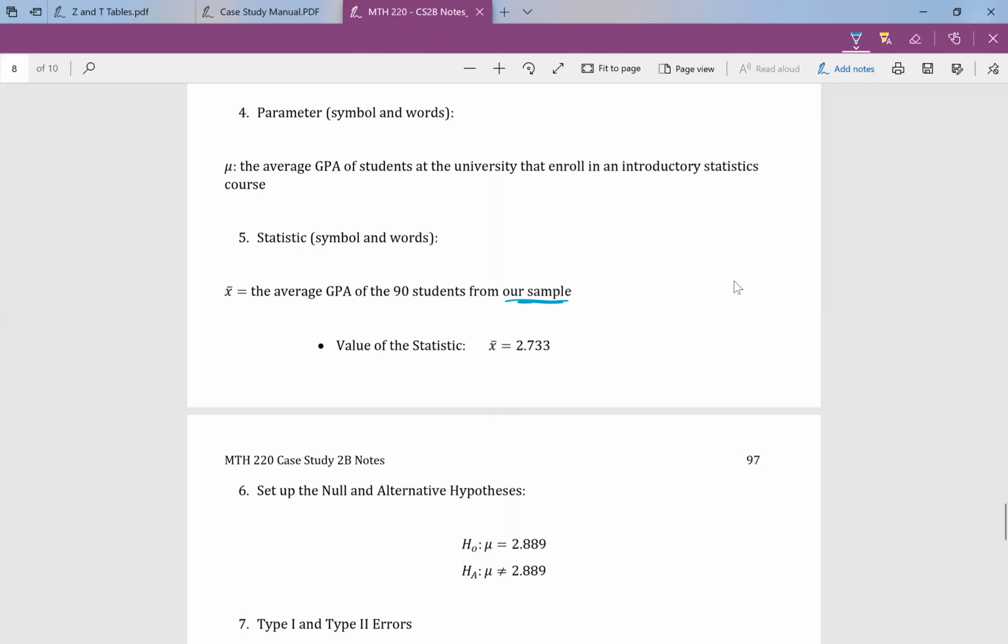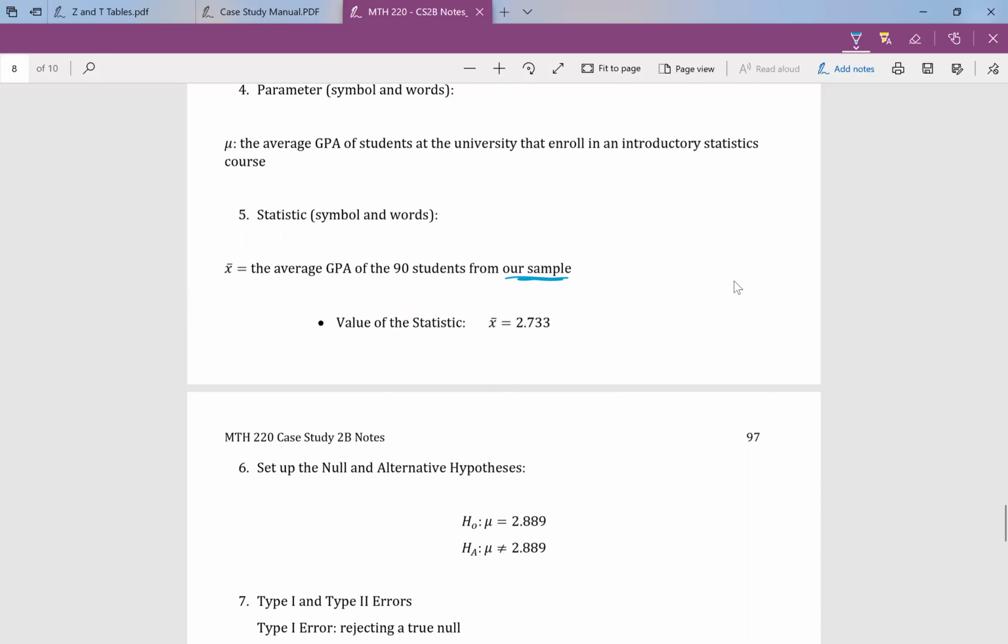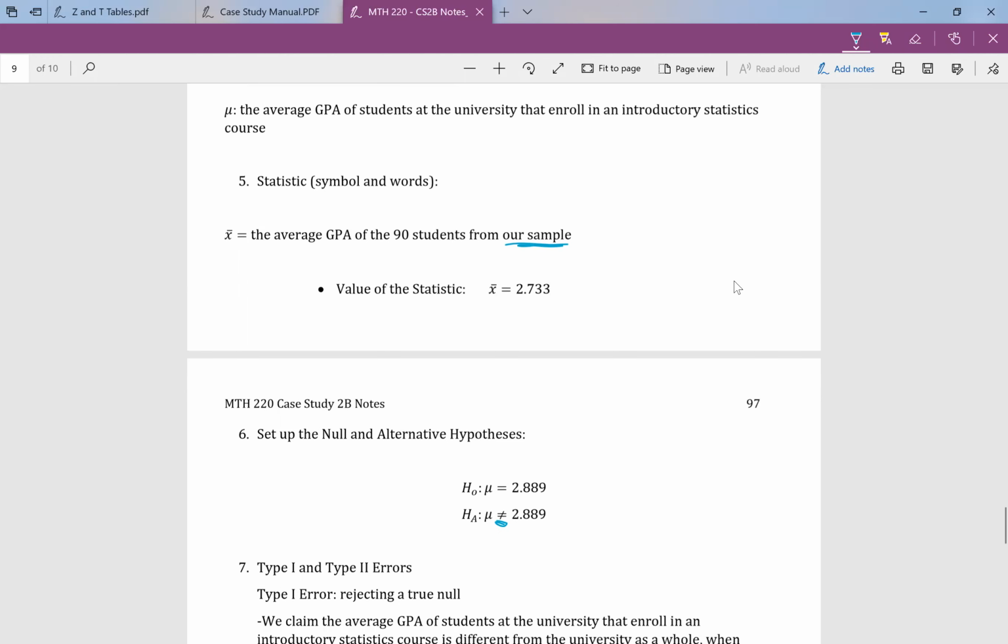Something I like to introduce and make sure that we talk about whenever we are looking at the case questions are our type 1 and type 2 errors. So I will start with the definition of a type 1 error: reject a true null. First I start with what does it mean to reject H0 and accept HA? It means that you claim that the average GPA of students at the university that enroll in introductory stats course is different from the university as a whole.